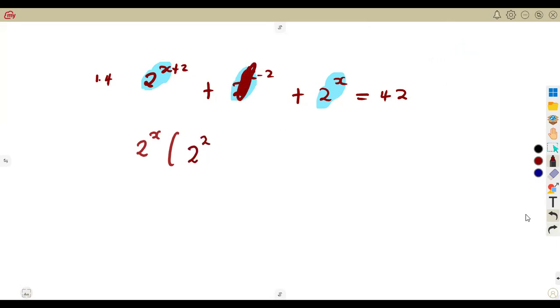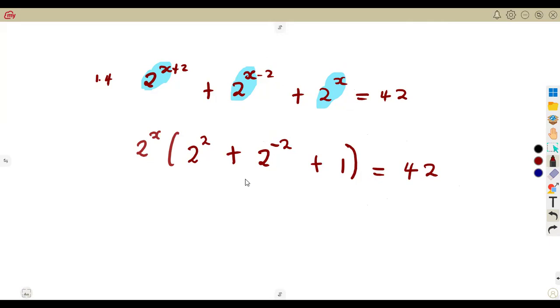From the second term, if we remove this, we are remaining with an exponent of minus 2. But it cannot be just an exponent in the air like this. It must be a number raised to that exponent. So we're going to have 2 raised to the exponent of minus 2. Plus, from the last term, if we factor it out, what is remaining? Nothing, it's just a 1. So that's plus 1, is equal to 42.